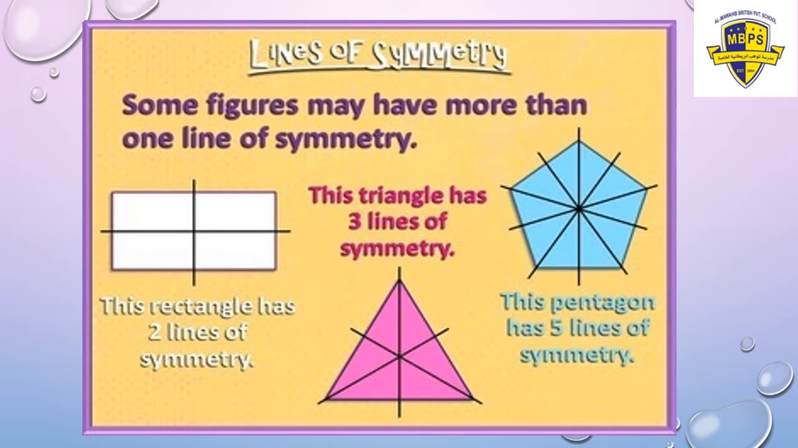Now the last picture here, we have the shape of a pentagon. Come on students, count and tell me how many lines of symmetry can you see here in the pentagon? 1, 2, 3, 4 and 5. Excellent. So the pentagon has got 5 lines of symmetry. So children, remember that shapes or objects can have more than one line of symmetry.